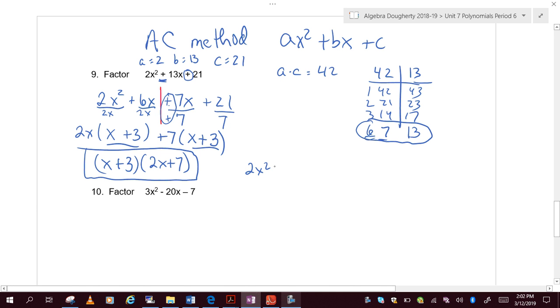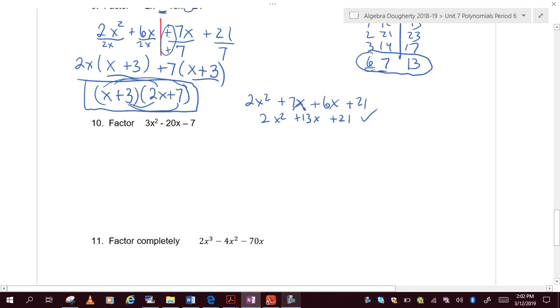That's my answer. If I wasn't feeling confident, I could check this. 2x squared plus 7x. That's when I distribute the first term. Distribute the second term, I get plus 6x plus 21. Hey, 2x squared plus 13x plus 21. Very nice.